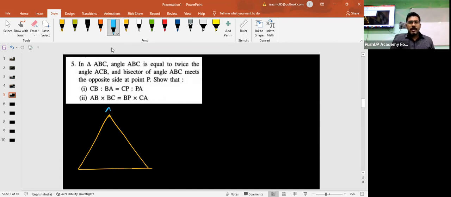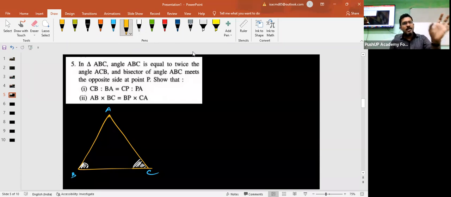This is your triangle ABC. Read the question again if you haven't understood. Angle ABC is equal to twice angle ACB. Children, you know where these two angles are. Where is angle ABC? It's over here. Just highlight it for your reference. Where is angle ACB? That is over here. Now they have given you a correlation between angle ABC and angle ACB. What is that correlation? Angle ABC is equal to twice angle ACB.